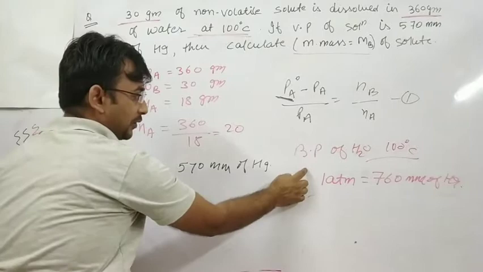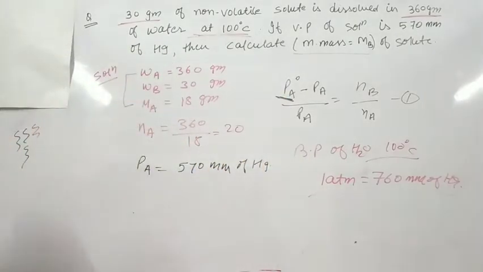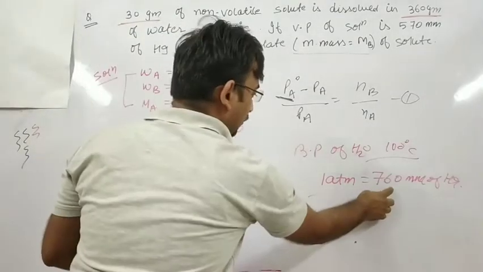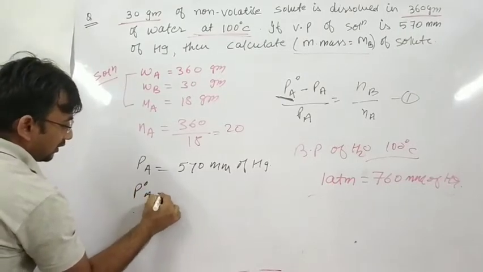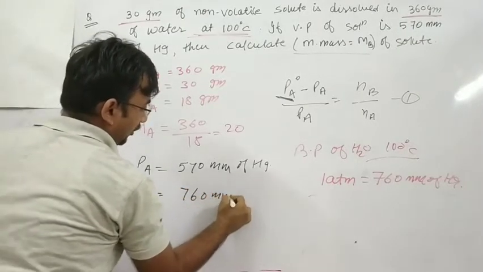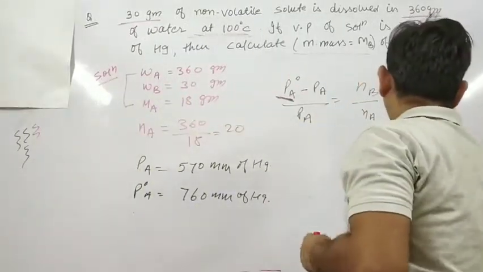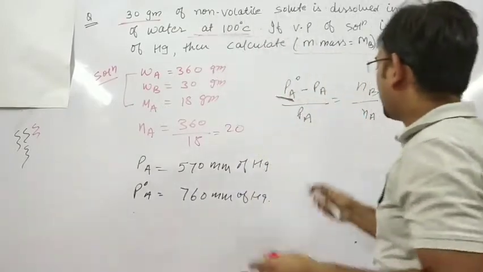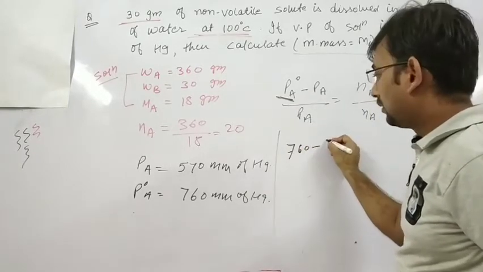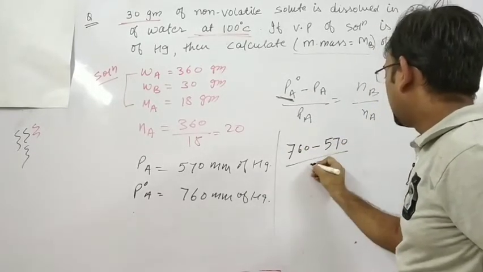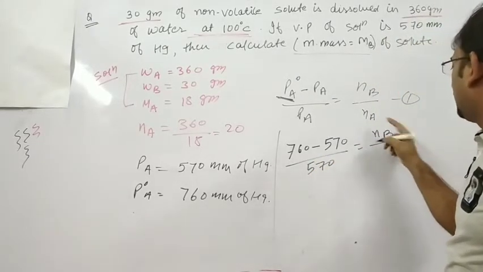This point you should always keep in mind. Boiling point means vapor pressure must be equal to atmospheric pressure, then only anything can boil. So this data I am going to use. That means we have derived the value of P0A, which is equal to 760 mm of Hg. Now apply the formula. We can put 760 minus 570 divided by 570. This is equal to moles of B divided by moles of A.